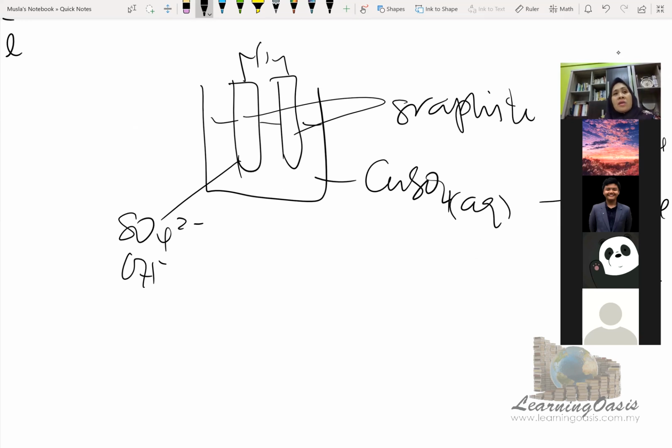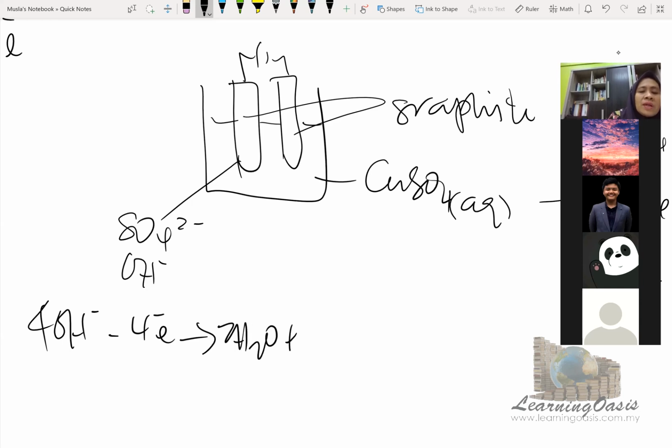Because it's less reactive than SO4 2 minus, right? So what do you get there? You have 4 OH minus to give you 2 H2O plus O2, right? So you see bubbles of oxygen at your anode. Electron travels from anode to cathode. Now at the cathode, what happened? You have a choice of Cu2 plus and you have a choice of H plus.